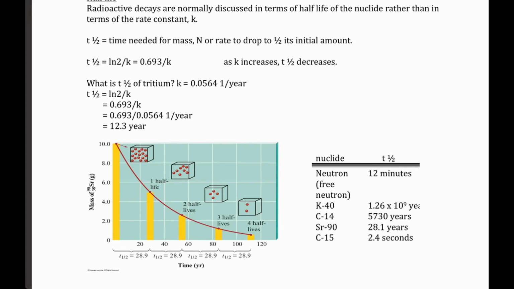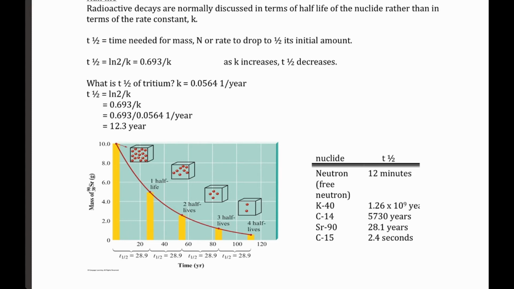And we have the graph there on the left, and we have some different nuclides and what their half-lives are. A free neutron, just one out there in interstellar space, would have a half-life of 12 minutes before it undergoes the decay process. So if we have a certain amount of neutrons, 12 minutes later, half of them have decayed.